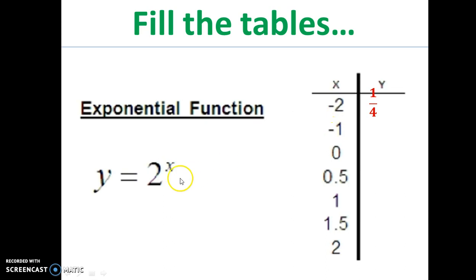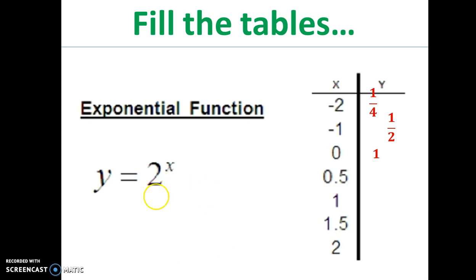All right, try that with -1 now. Put -1 in here. Let's see what you get. 1/2. All right, let's put a 0 in here. Actually, let's go all the way down the line here and see if you can get all those values. Some will be trickier than others.